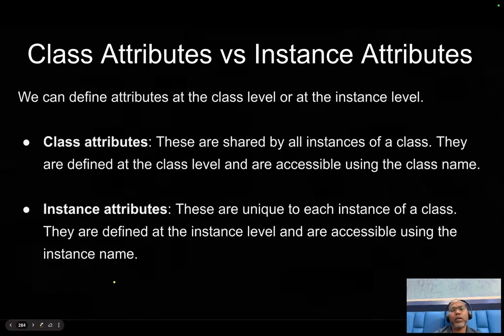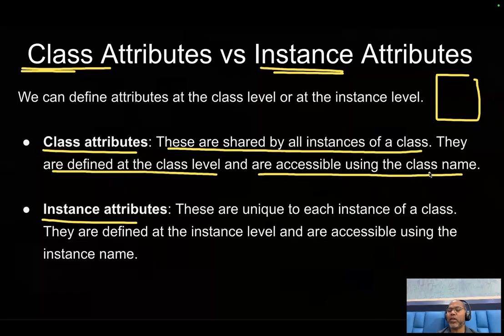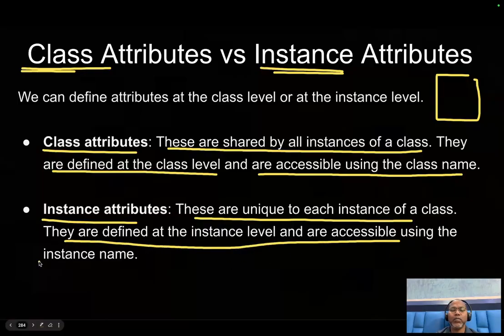So let's talk about this: whenever you define a class, attributes can be in two places. Here we can define two types of attributes: one is the class attributes, one is the instance attributes. So what are the class attributes and instance attributes? Class attributes are shared by all instances of the class. They are defined at the class level and accessible using the class name. Okay, and instance attributes are unique for each instance, and they are defined at the instance level.